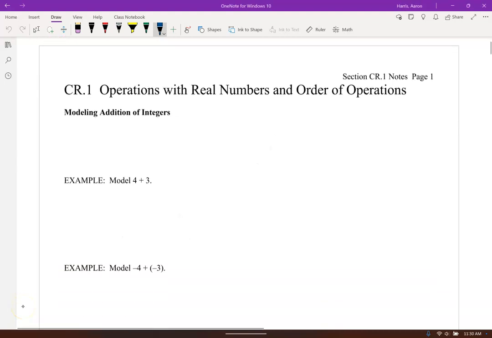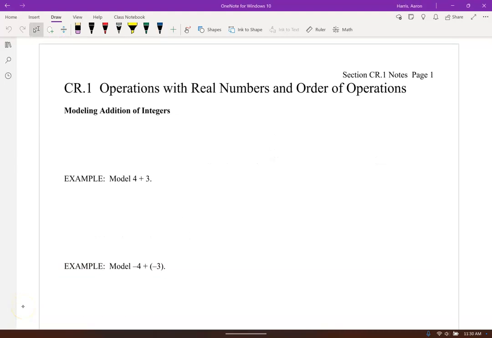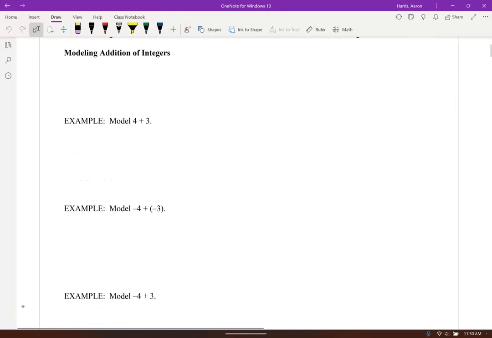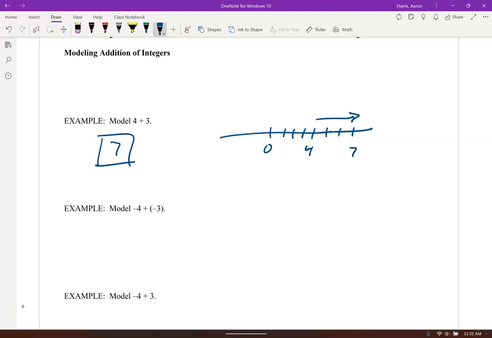Here's our first lecture on Critical Review 1, Operations with Real Numbers. This will be kind of quick, you guys. This is just basic addition and subtraction, so we'll get through this real quick. If you're modeling 4 plus 3 on a number line, you start at 4 and go plus 3. Where do you end up? Well, you obviously end up at 7, right? You go up 3.